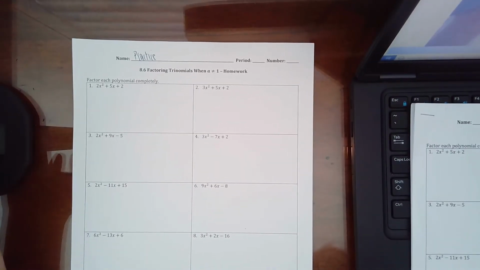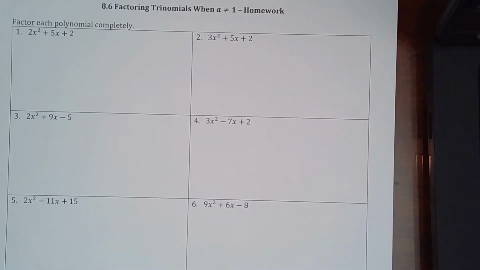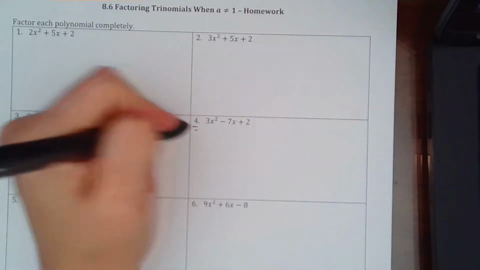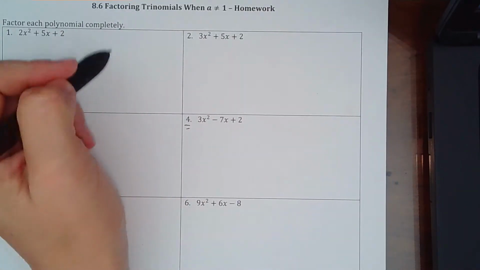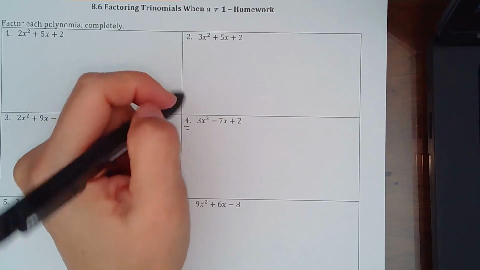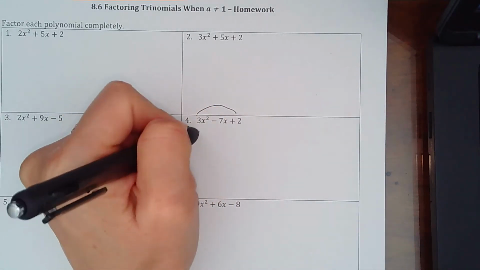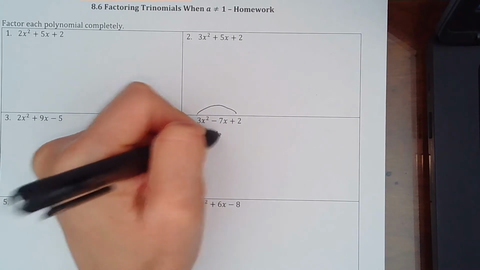All right, let me just try to get this a little bit more in focus and zoom in. I'm just going to jump through and do a couple problems with you guys. I'm going to start with number 4. Since we are factoring trinomials when a is greater than 1, the first thing I'm going to do is multiply this 2 and this 3. So 3 times 2, and I'm going to get 6.